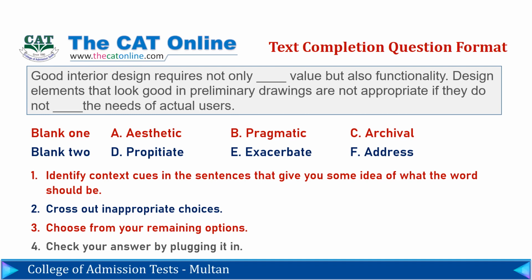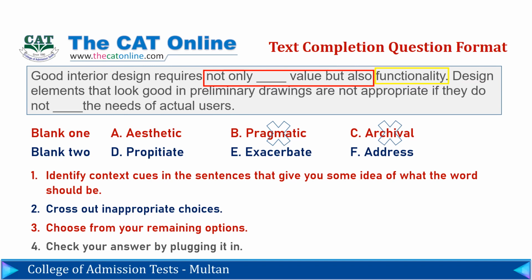We can tell from the use of "not only, but also" that the blank is something that isn't the same thing as functionality. That lets us cross off choice B because pragmatic value and functionality are basically the same thing, but we're looking for a contrast. We can also cross off C because archival value has nothing to do with interior design. Again, the context clues are helping us eliminate. That leaves us with only choice A for blank 1.